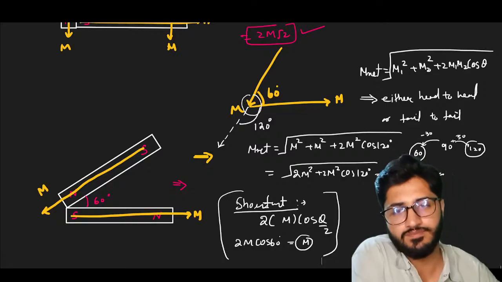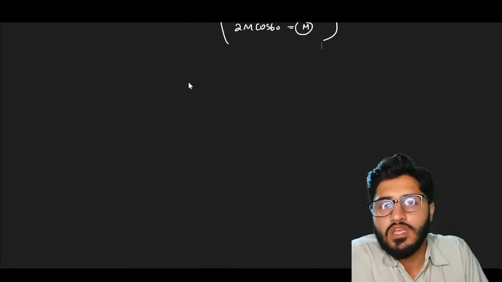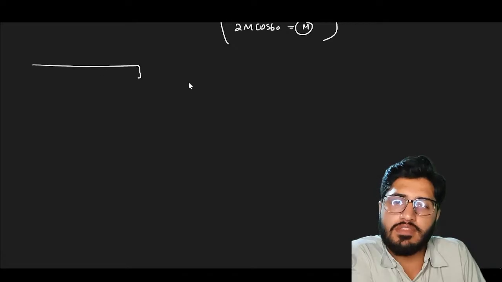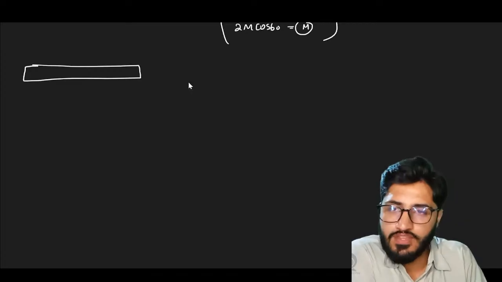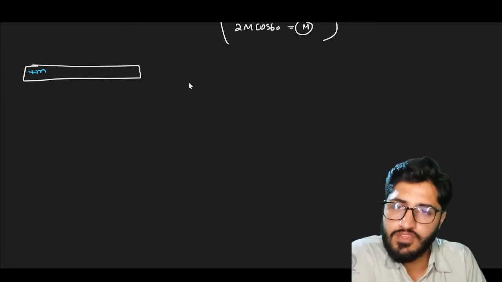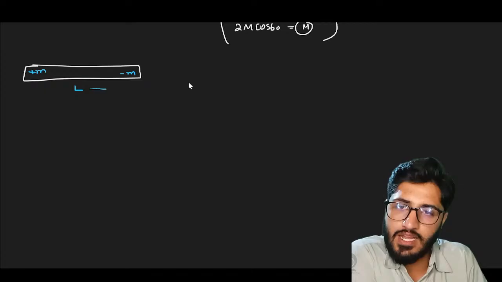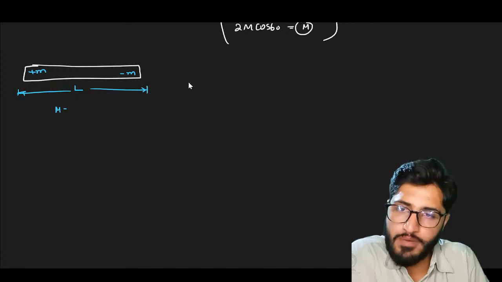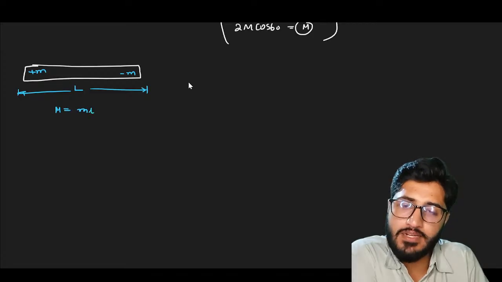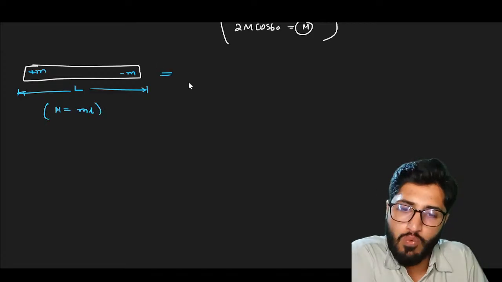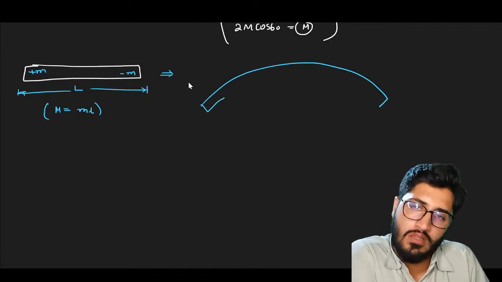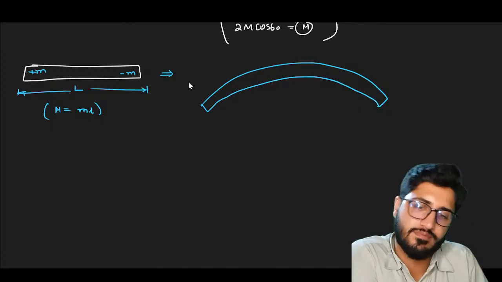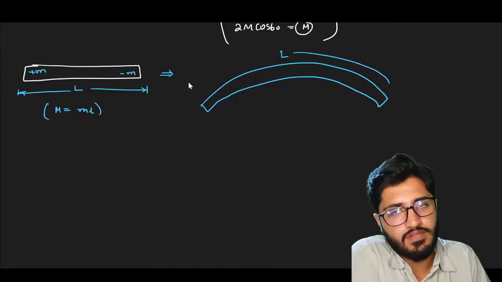Let us do one more numerical. If we are having a dipole like this, this side is plus M, this side is minus M, with length L. The magnetic dipole moment will be M into L. Now we bend this one into this arc. So the length will be the same, no? The length will be the same, L.